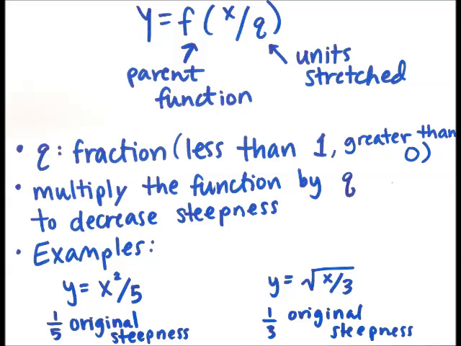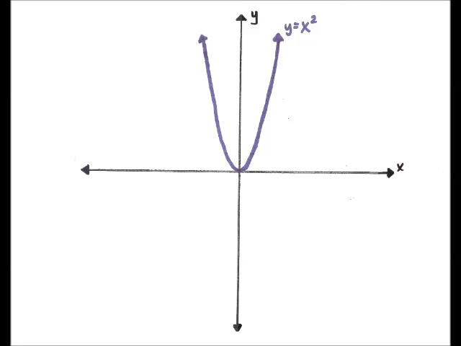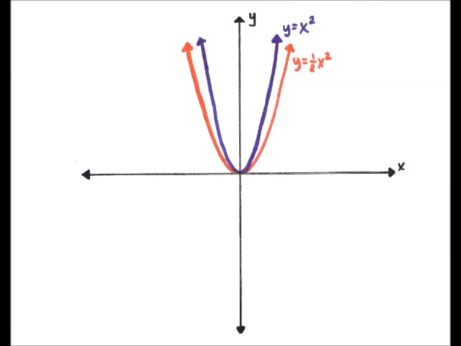An example of this is if the parent function y equals x squared changed to y equals x squared divided by 5, which reduces the graph to 1/5 of the original steepness. The same goes for y equals the square root of x changed to y equals the square root of x divided by 3, which reduces the graph to 1/3 of the original steepness. You can also look at horizontal stretch graphically, with the parent function y equals x squared changed to y equals 1/2 x squared. It reduces the graph to 1/2 the original steepness.